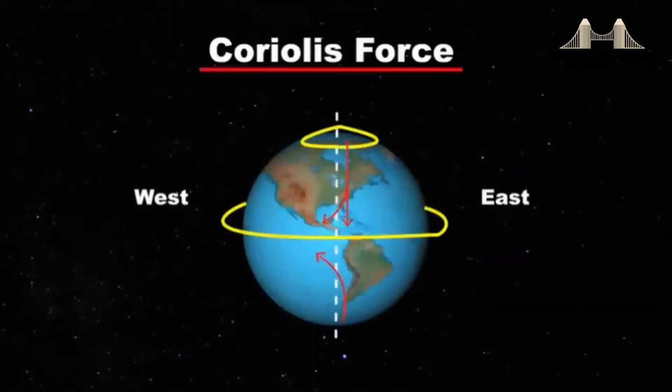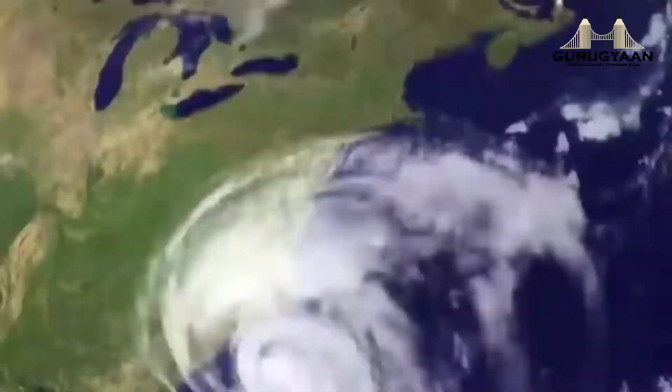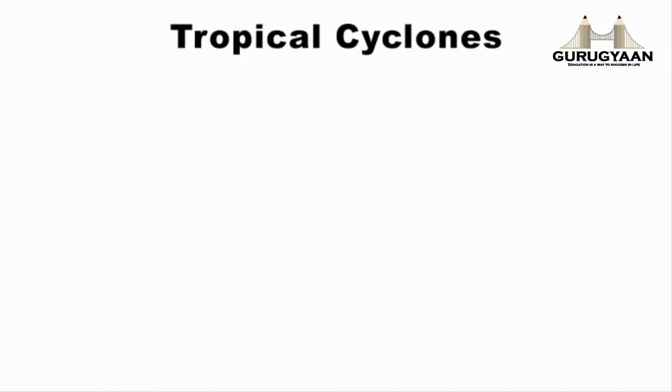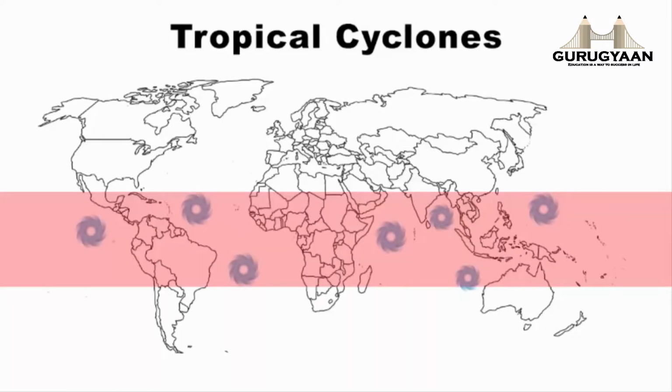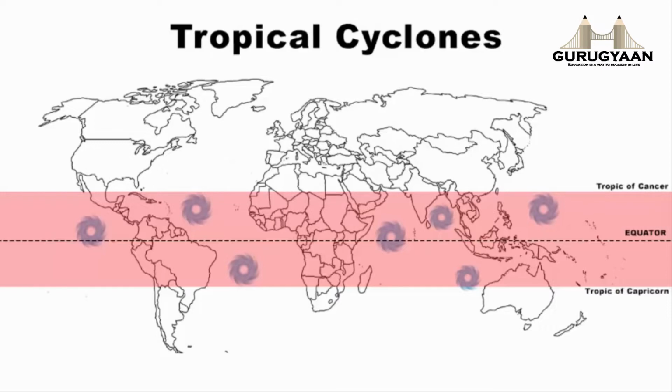In this video, we're going to learn about tropical cyclones. The first thing you need to understand is that tropical cyclones originate over oceans in tropical areas and coastal regions. As you all know, this is the tropical region. It is the region of the Earth near the equator and between the Tropic of Cancer in the northern hemisphere and the Tropic of Capricorn in the southern hemisphere.